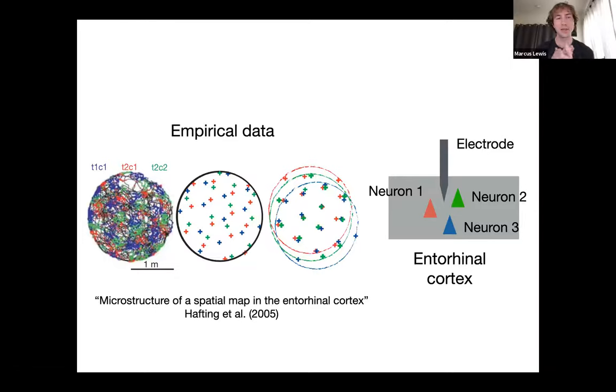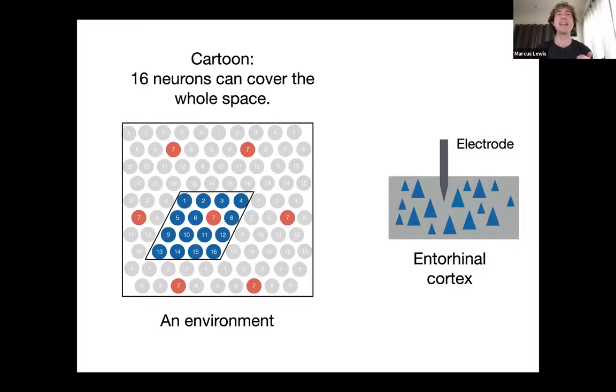And you get the sense that, looking at how there's still some uncovered space, if you record enough neurons, you're gonna totally cover that space. You're gonna have every location correspond to a grid cell. Going back to my cartoon drawings, in this cartoon version, it took 16 cells. I just started adding grids until it covered the space.